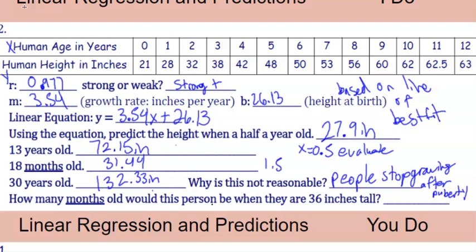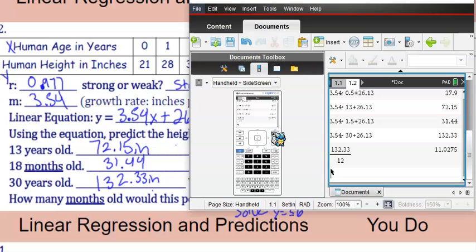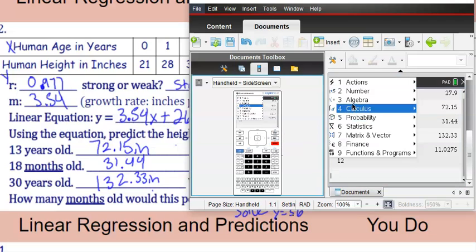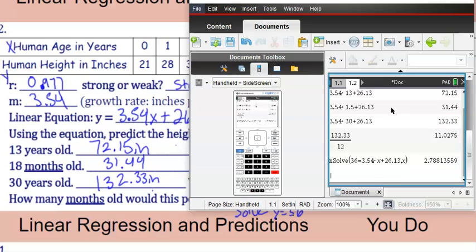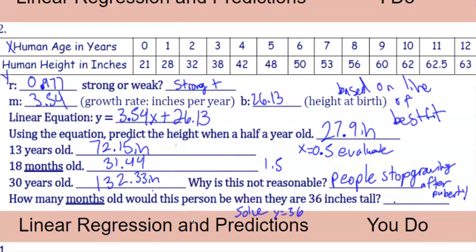How many months old would this person be when they are 36 inches tall? So this one we're going to solve with y equals 36. So we'll go to menu, 3 algebra, 1 numerical solve, and type this into the equation. So 36 equals 3.54x plus 26.13 comma x. And then press enter. Okay, it looks like they'll be about 2.79 years old.